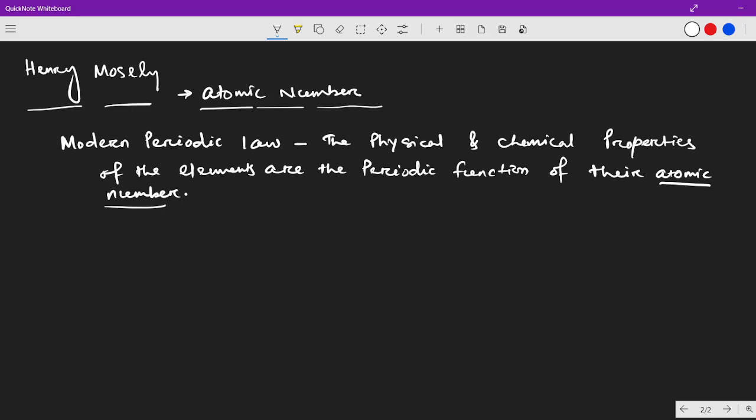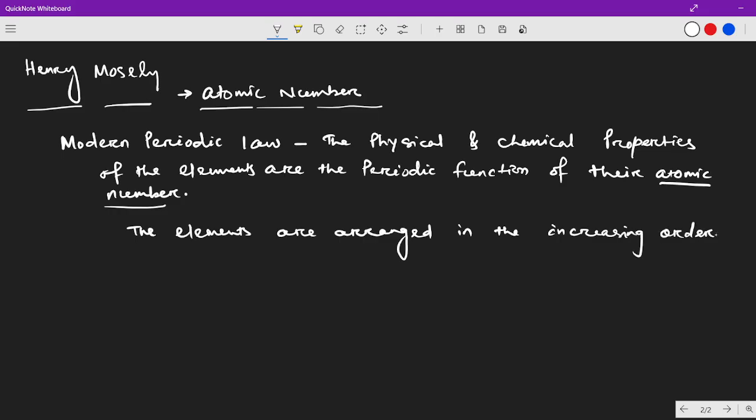So in other words, we can say the elements are arranged in the increasing order of their atomic number. Increasing order of their atomic number.